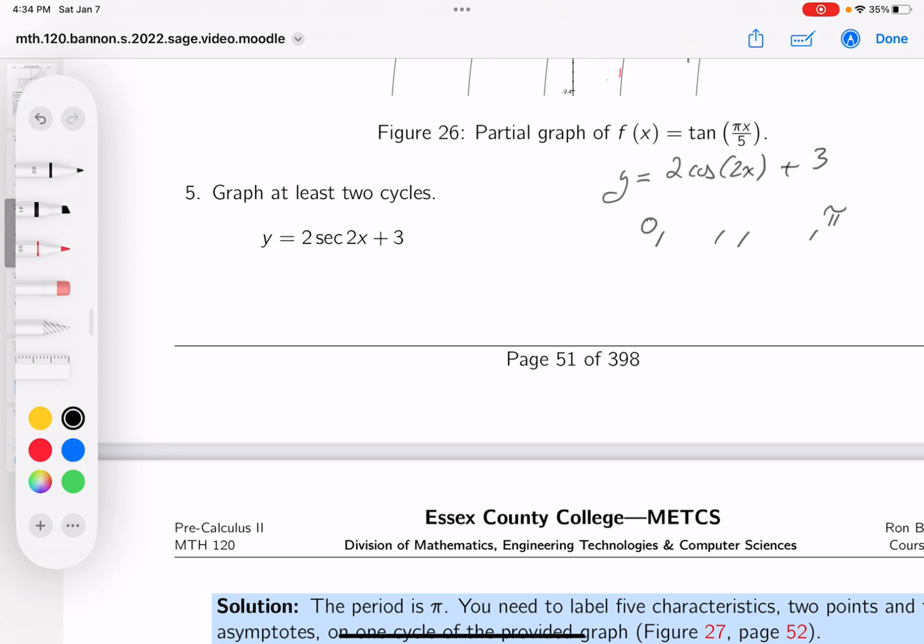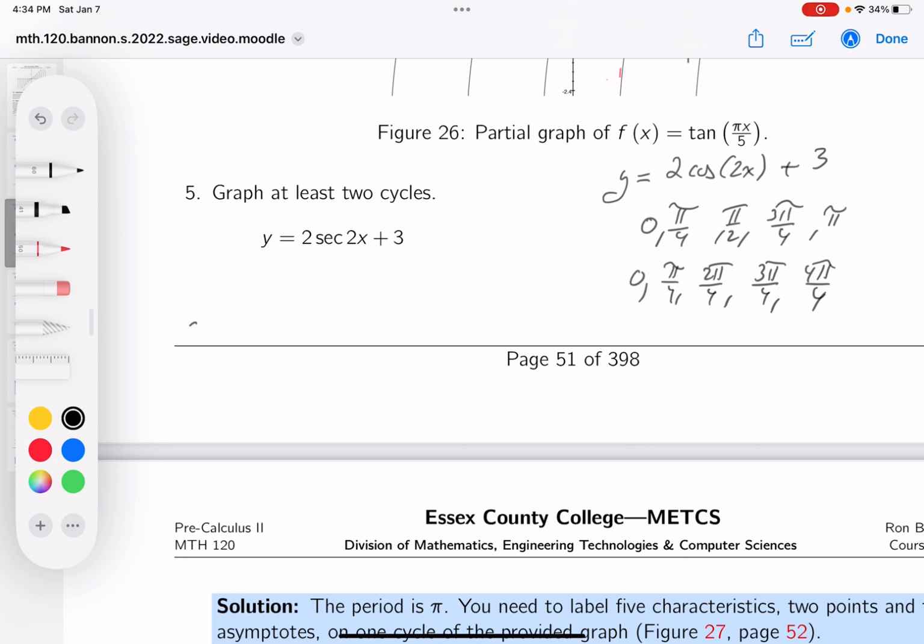And in between that, you get pi over 2. And in between 0 and pi over 2, you get pi over 4. And in between pi over 2 and pi, you get 3 pi over 4. I would recommend counting by pi over 4 now. So 0, pi over 4, 2 pi over 4, 3 pi over 4, and 4 pi over 4. And a cosine curve, easy to evaluate those points. Let's just do that one at a time.